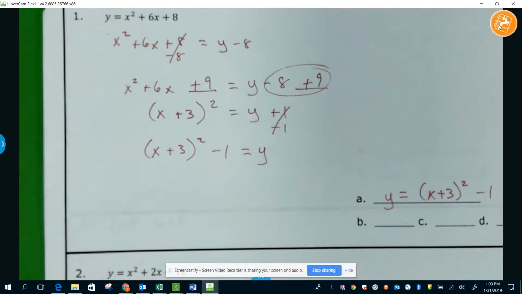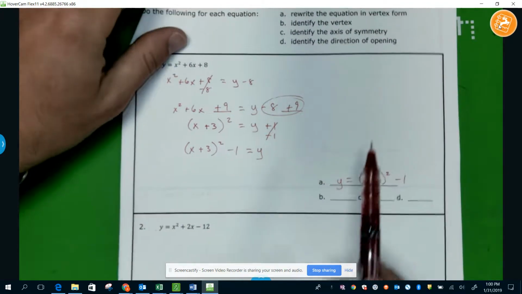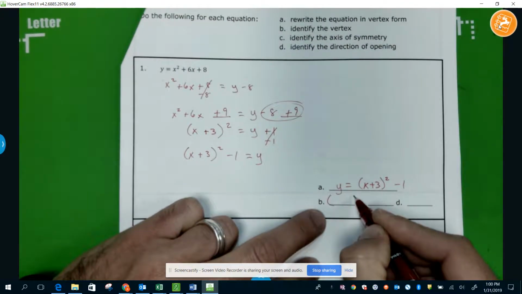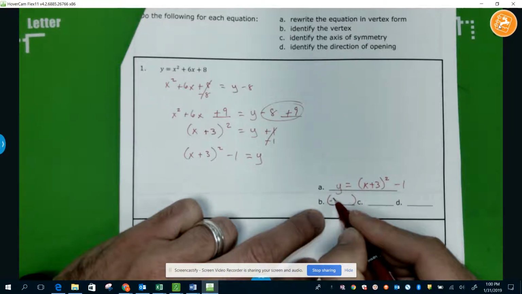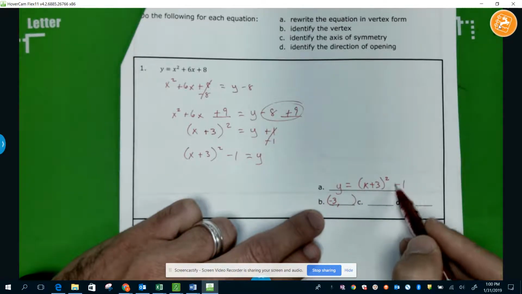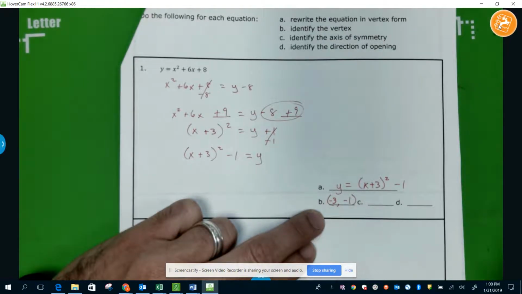So it's very similar to completing the square. Again, if we are identifying our vertex, letter B says to identify the vertex. The vertex is going to be an x and a y value. Remember, the x is always the opposite. So if it says plus 3, then my vertex is going to have an x value of negative 3. And then my y value is out here on the end. That one is what it says it is, so that one's a negative 1. There's the vertex: negative 3, negative 1.